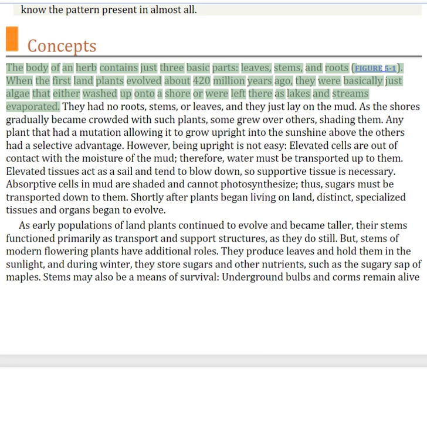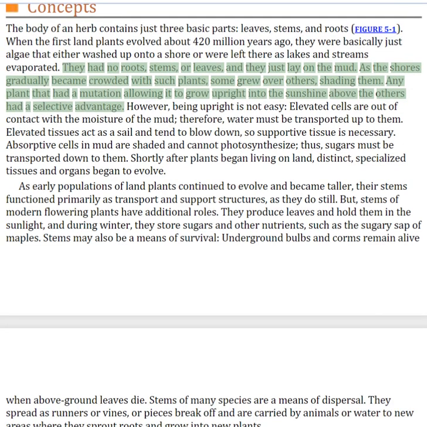When the first land plants evolved about 420 million years ago, they were basically just algae that either washed up onto a shore or were left there as lakes and streams evaporated. They had no roots, stems, or leaves, and they just lay on the mud. As the shores gradually became crowded with such plants, some grew over others, shading them.